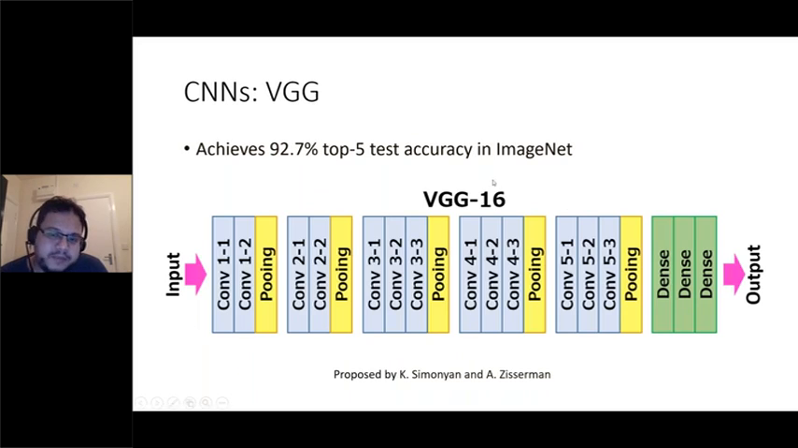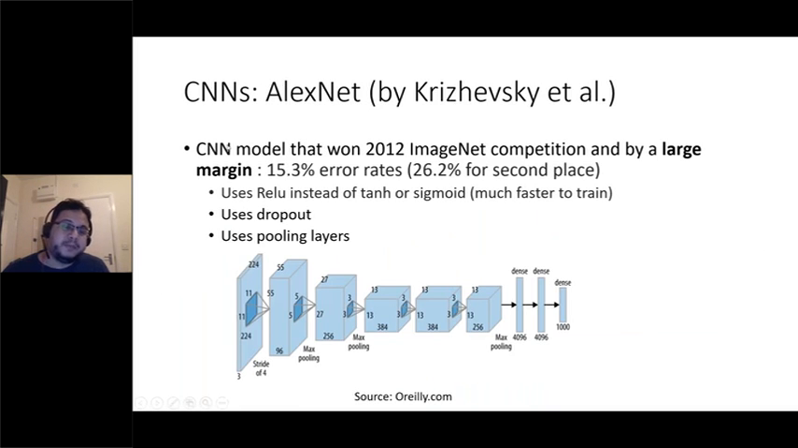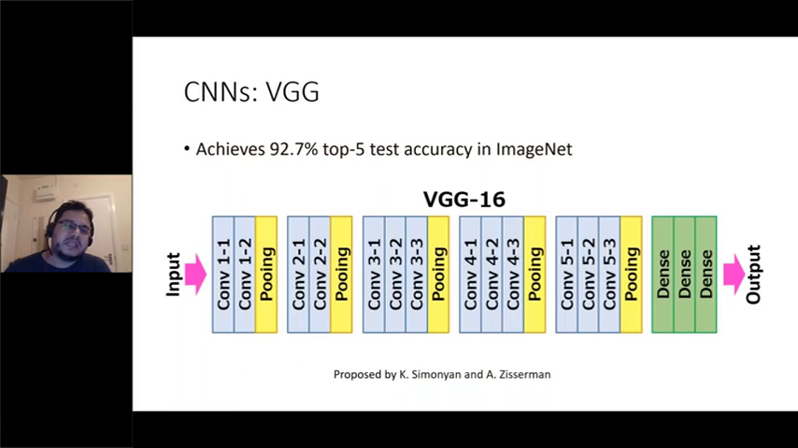VGG, we had multiple versions, for example, VGG16 achieved 92% accuracy. This one, the error was 15%, which means the previous one was around 25%. This one improved by 7%. So it has 2 convolution layers, then a pooling, 2 convolution, pooling, 3 convolution, pooling, another 3, pooling, and then 3 dense layers.